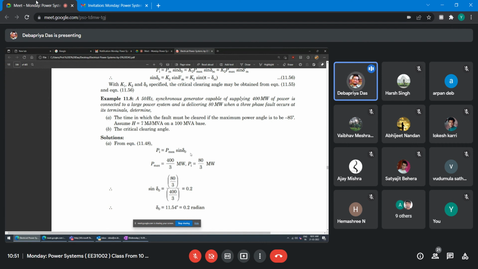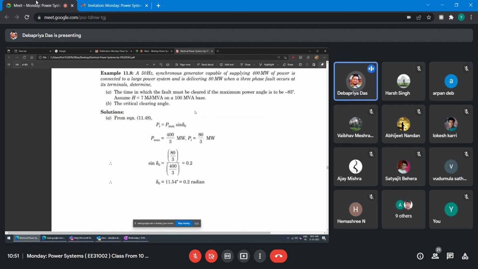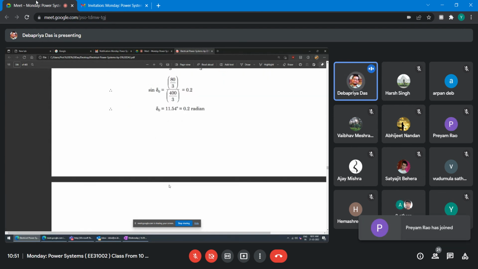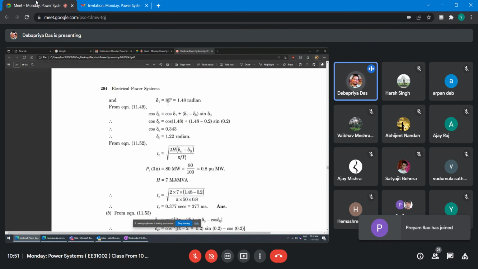You know Pi is equal to Pmax sine delta 0. So three phase power, 400 megawatt, is given, right? The synchronous generator is connected to a large power system, so per phase power will be 400 by 3, and Pi will be 80 by 3 because all three phase power is given, right? So sine delta 0 you can easily find out, this much of radian or degree. And delta 1 is given as 85 degree, and cos delta C is equal to this much, right? So substitute all and you will get delta C is equal to 1.22 radian.